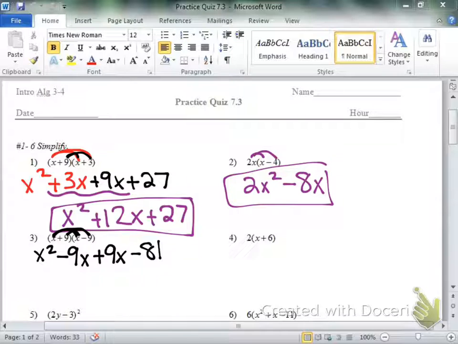These are my favorite kinds of problems because look what happens to the x's. You have negative 9x plus 9x. That's 0x. 0x is not important. So go ahead and write the x squared term and the constant in the back.